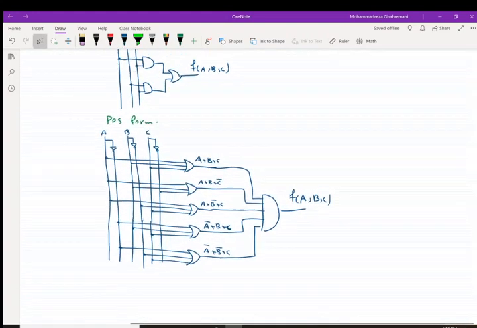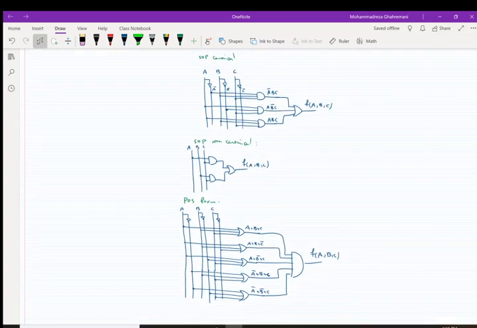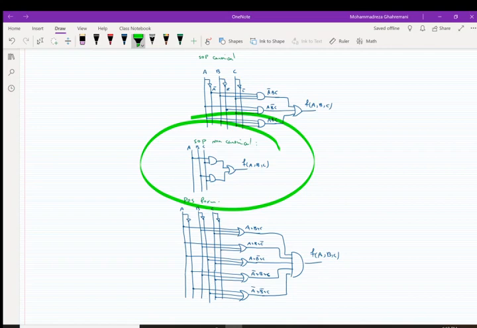You can now compare all these three designs together to see which one is better, costs less, and is faster. Of course, the winner of this competition is non-canonical sum of product. Thank you for paying attention to this lecture. We will continue our discussion on midterms in the next lecture.